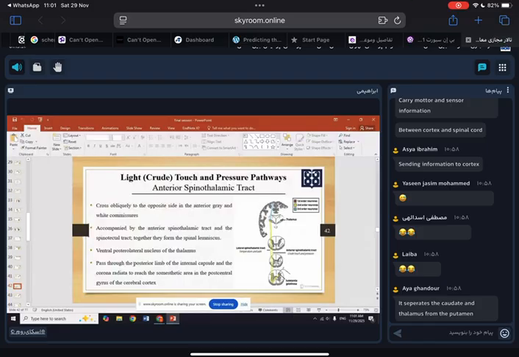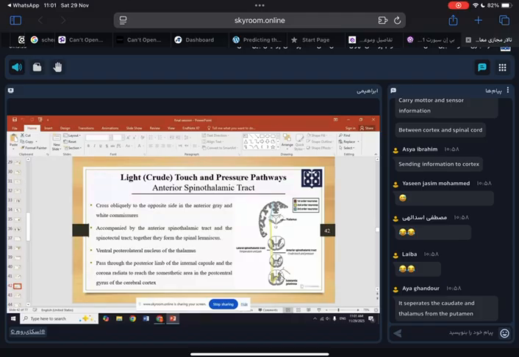All of the information is the same as the lateral spinothalamic, except the kinds of information. This part, the anterior spinothalamic tract, carries the light touch and also the pressure. So the light touch and pressure are related to the anterior spinothalamic tract, and pain and temperature are related to the lateral spinothalamic tract.